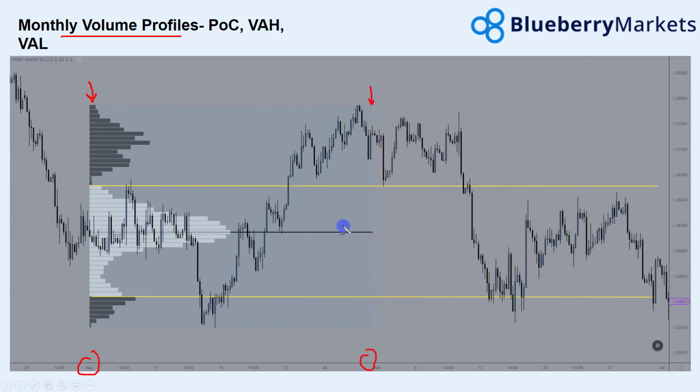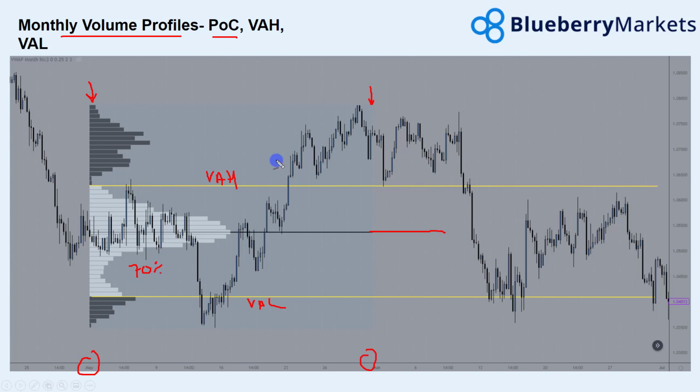Now what I'm looking at when I see these kinds of volume profiles is I want to know a few things. I want to know where the point of control is, which is the most volume level or the most traded level within that month. I want to know the value area high, and the value area low, because this area here is where 70% of most trading has been done within that particular month.